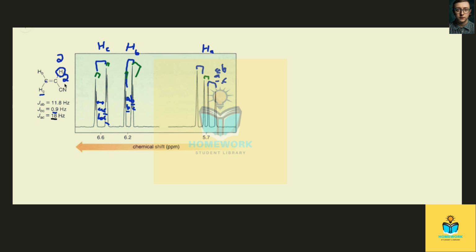Now for the coupling constant values, the AC coupling value is 18, which is a very large coupling value, while the AB coupling constant is 11.8. So when we draw our splitting pattern, we're going to see a doublet of doublets, separated by a space equal to JAB, which equals 11.8 hertz.